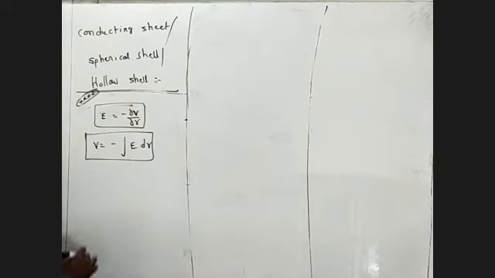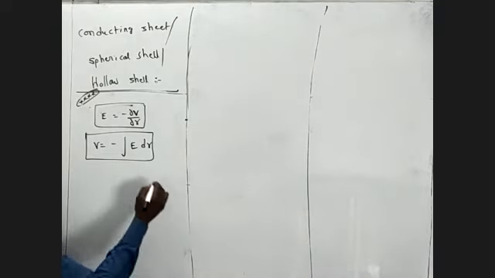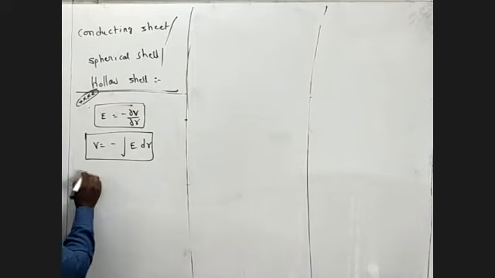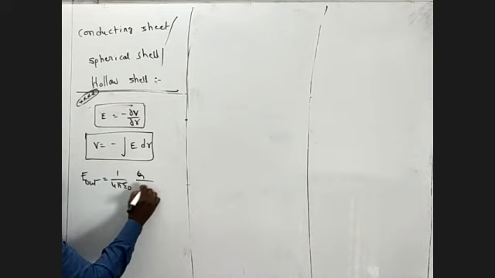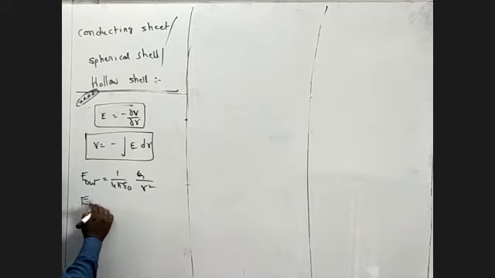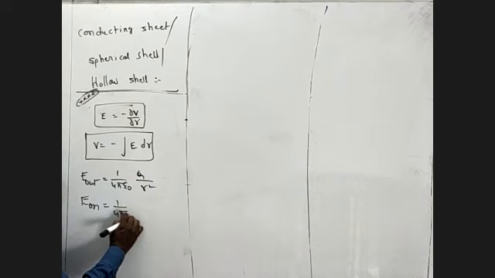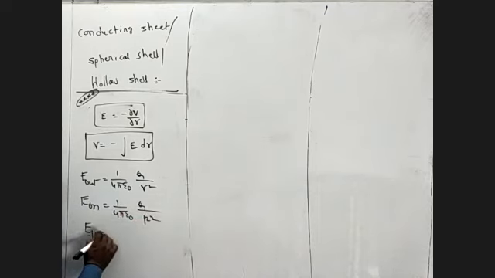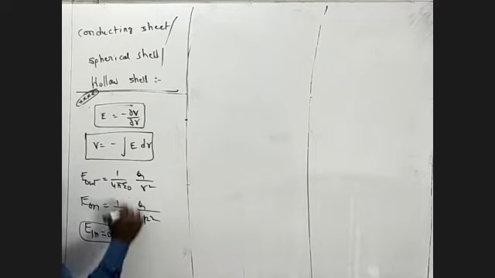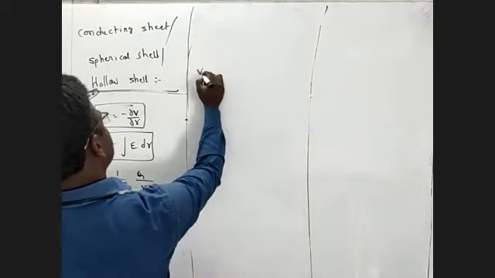Now we will consider E out and E in. E out is equal to 1 by 4 pi epsilon naught Q by small r square. On the sphere, E is equal to 1 by 4 pi epsilon naught Q by capital R square. E in is equal to 0. This is E out.